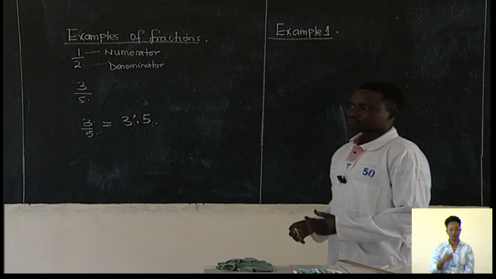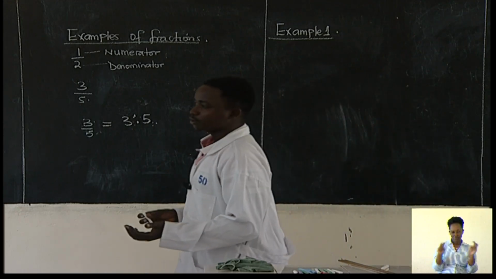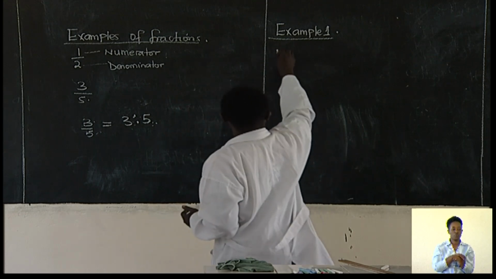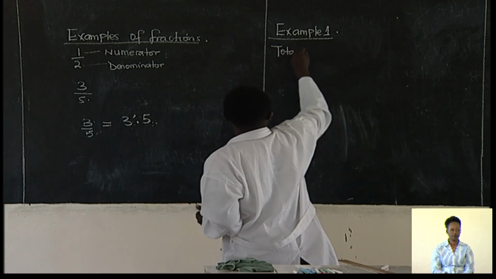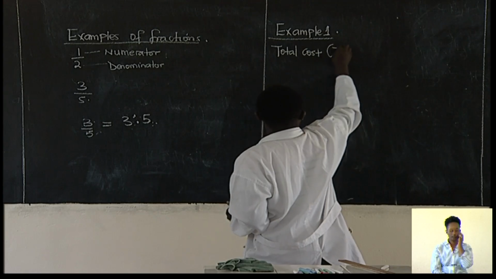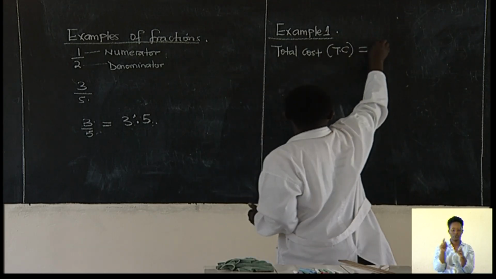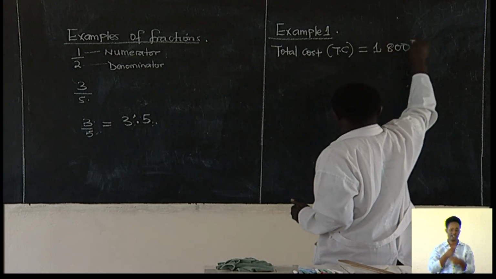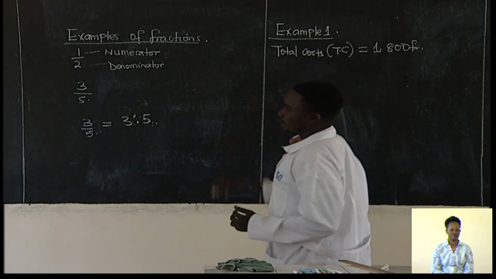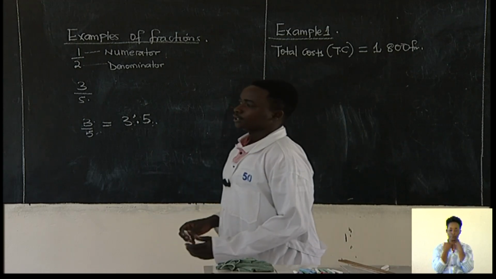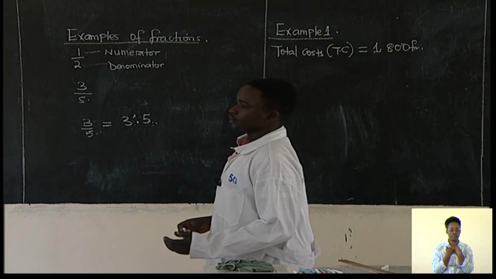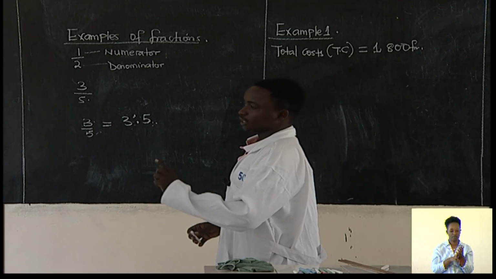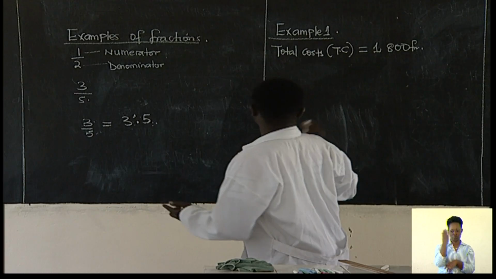You have to first find out what you have been given. We have the total cost incurred, the TC, which is 1,800 Rwandan francs. Then they are telling us that the cost of producing a basket of pancakes is 2/3 of total revenue. So this cost is 2/3.